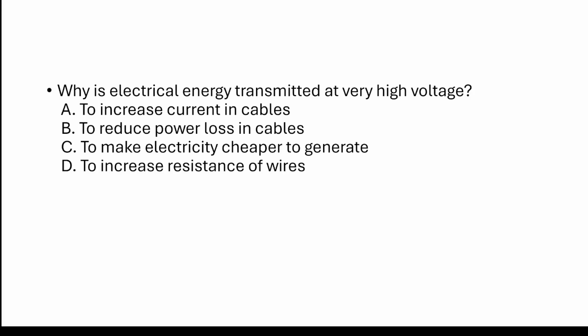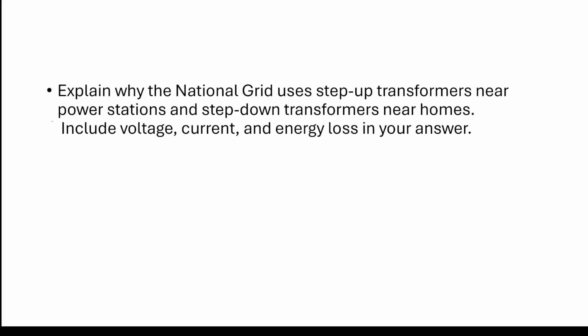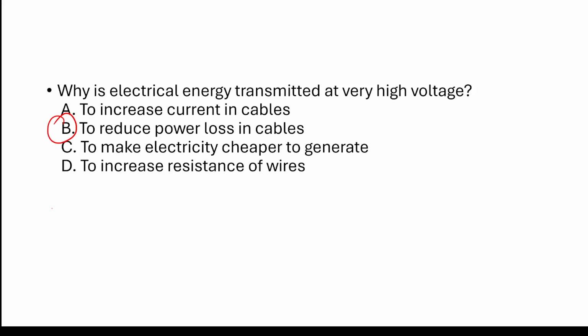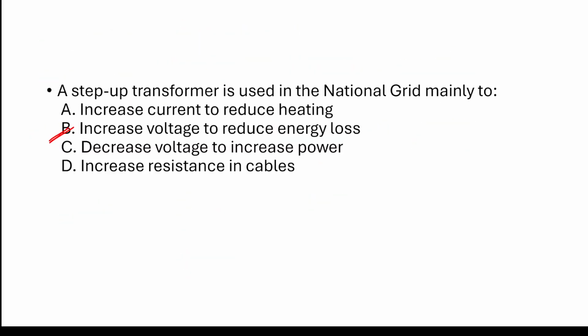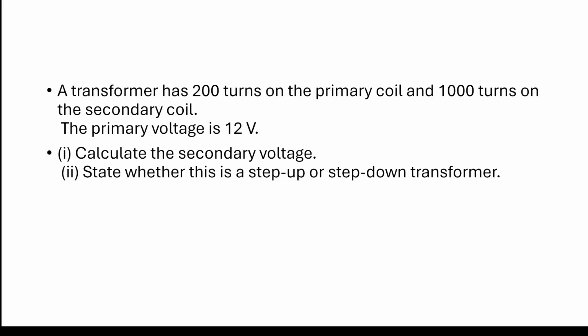Say another question on the same step up transformer. Why is electrical energy transmitted at a very high voltage? It's to reduce power loss in the cables. Now try to pause and do this question. It's the same thing on step up and step down transformers. If you've done that, make sure you've written step up and then step down. Step up increases voltage. You can just go back and check here. So this is step up and then this is step down.